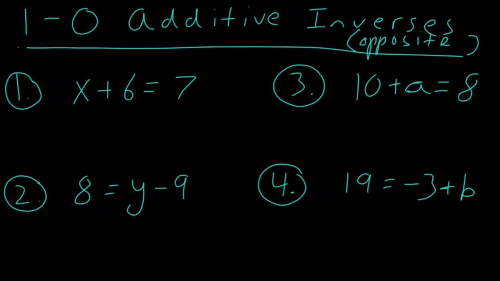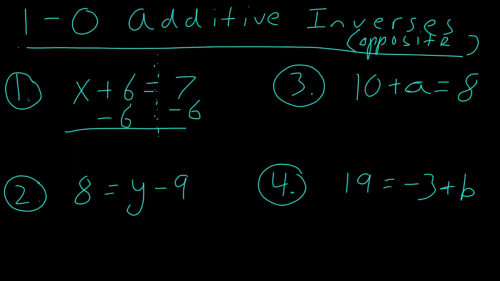Now let's take a look at problem number 1. We have x plus 6 equals 7, and we want to get x by itself. Well, how do you get rid of a plus 6? What is the opposite of adding 6? Well, minus 6. And remember, the equal sign is essentially a wall that has a left side and a right side. So what we do to the left, of course, we have to do to the right.